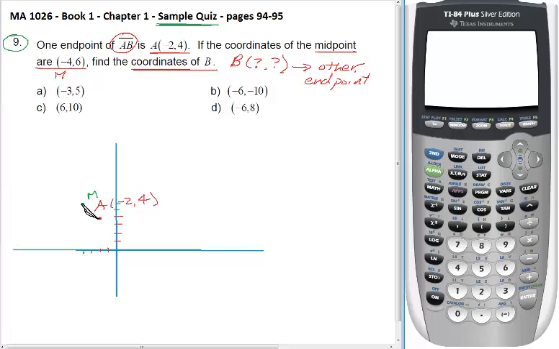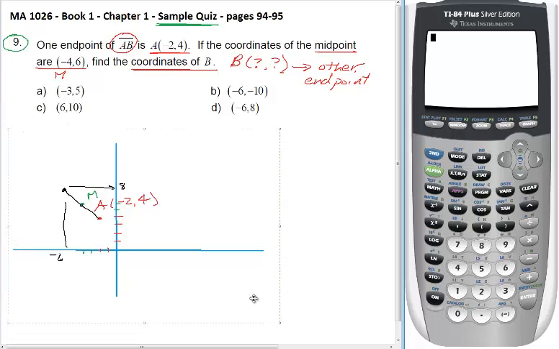Now, where would the other endpoint have to be? Would I go down here? No, that doesn't make sense. M is the midpoint, so it has to go in the other direction. It has to go this way, so it's somewhere right here. If you're on a piece of graph paper, you could count that right off, and it turns out to be (-6, 8). So that's another way to look at it: a piece of graph paper.